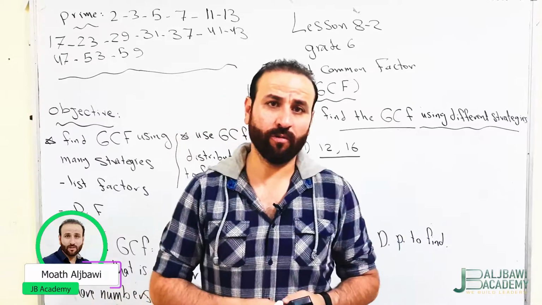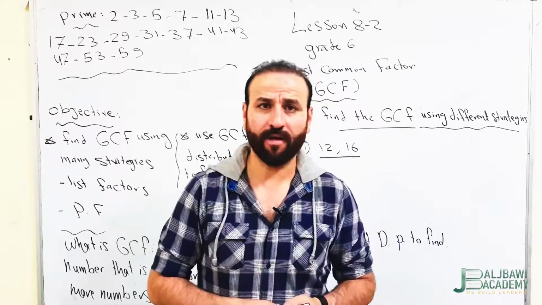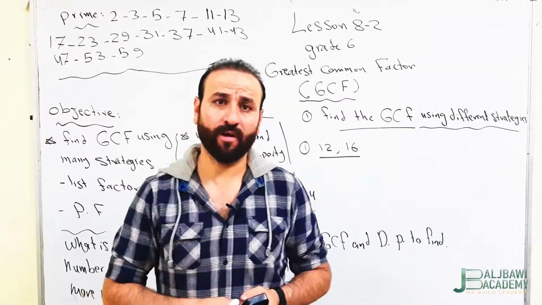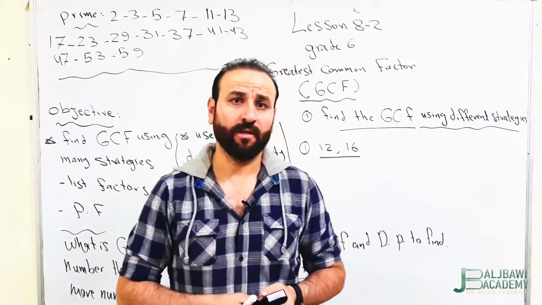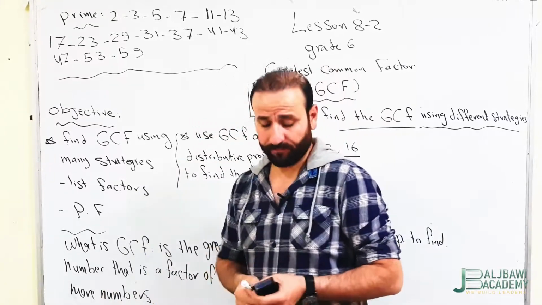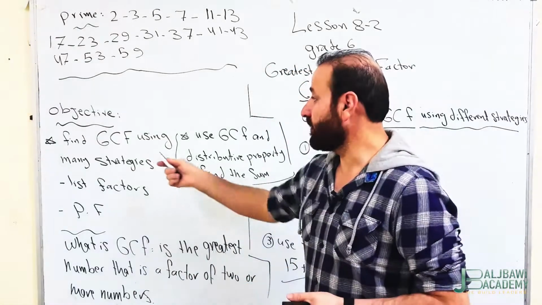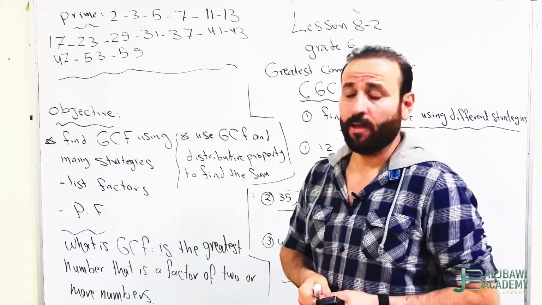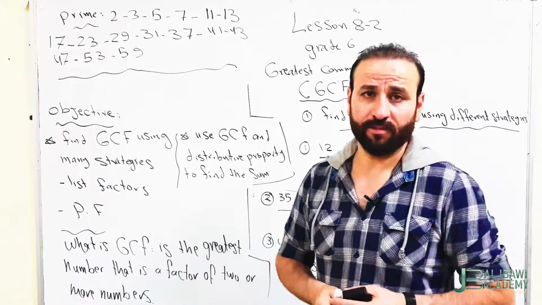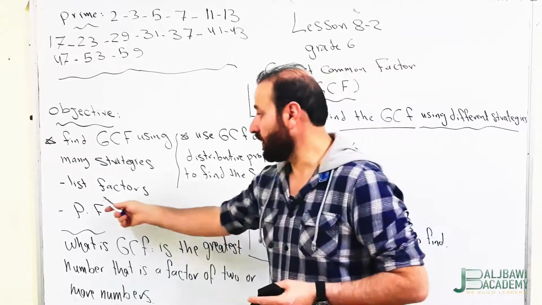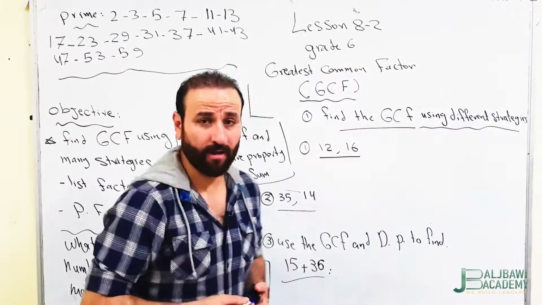In today's video, we will discuss a very important lesson, which is lesson 8.2, Greatest Common Factor, GCF. How to find the greatest common factor for two or more numbers using different strategies. So our objective today is to find the GCF using many strategies. Of course, we can use two main strategies. You can find it mentally, but we can use listing factors and we can use what we call PF, or prime factorization.